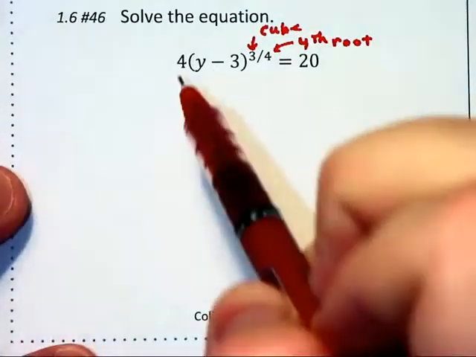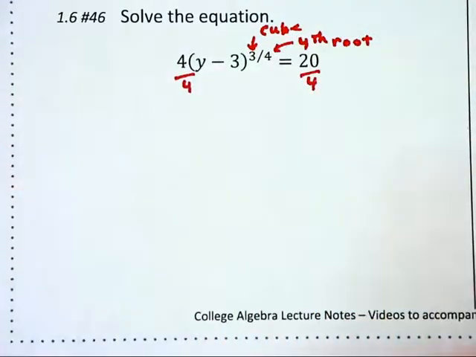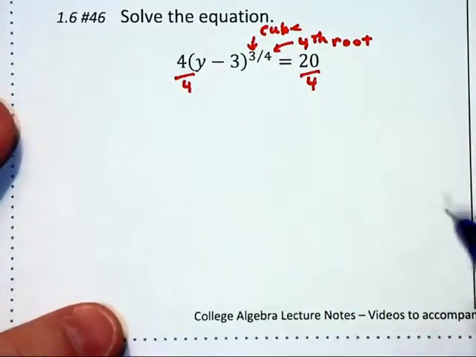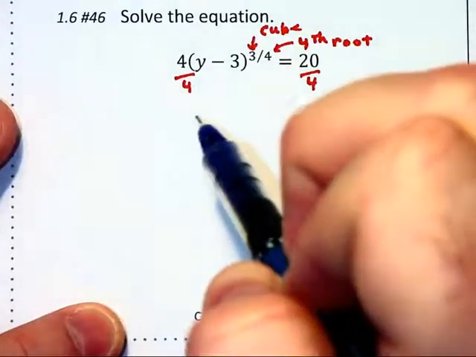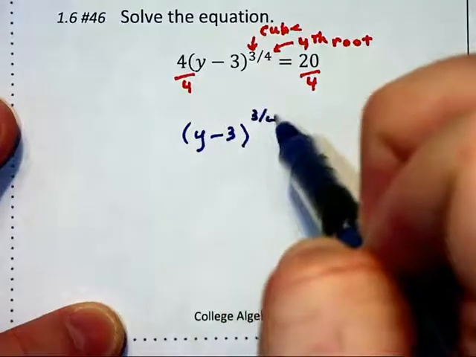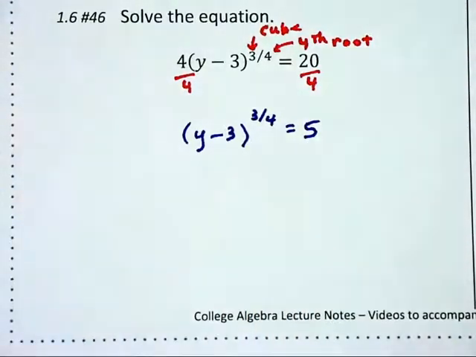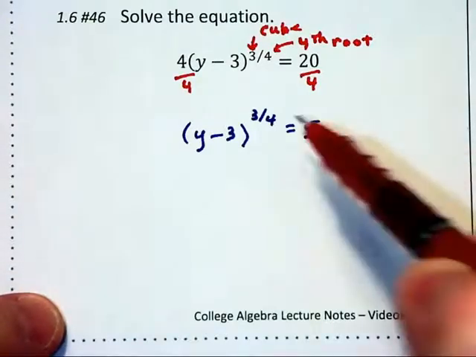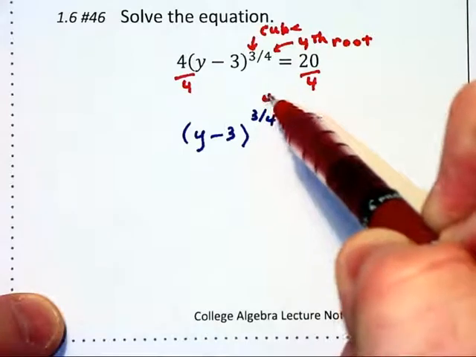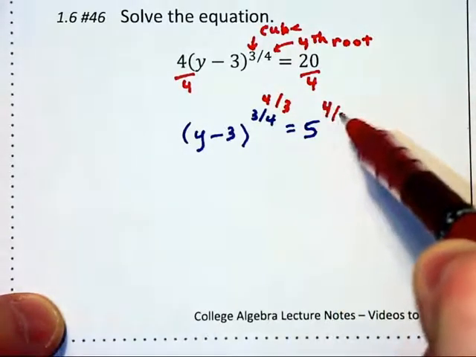We're going to begin by dividing each side of this equation by 4, because that exponent is not applied to that coefficient out front. So we now have y minus 3 to the 3/4 power is equal to 5. Now the easiest way to get rid of this rational exponent is to raise each side to the reciprocal power. And the reciprocal of 3/4 is 4/3.